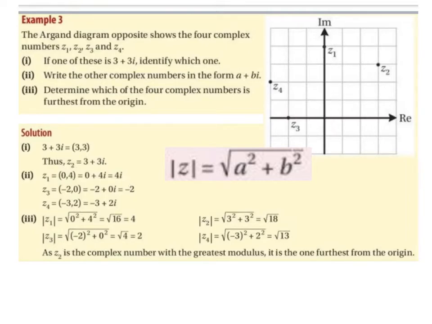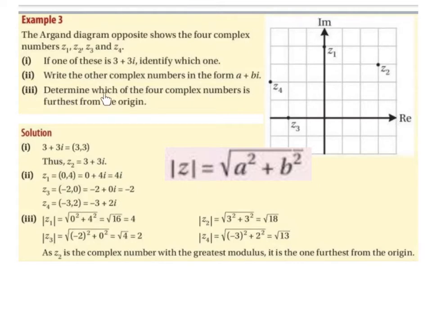So it's just 4i. z3 is the coordinate (-2, 0), which is minus 2 plus 0i. So we have no imaginary part, so it's just minus 2. So we see z3 lies on the real axis. So it has an imaginary part of 0 and a real part of minus 2. So it's just minus 2. And z4 is the coordinate (-3, 2), which is minus 3 plus 2i. So minus 3 on the real axis, 2 on the imaginary axis. So we get the point z4 at minus 3 plus 2i.